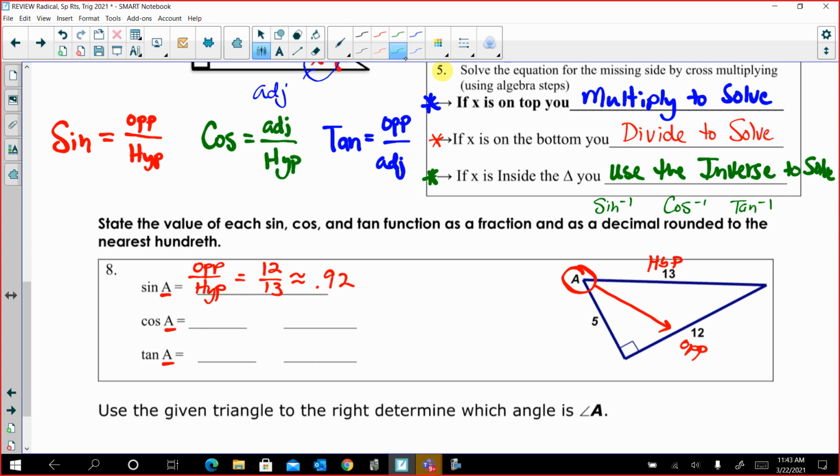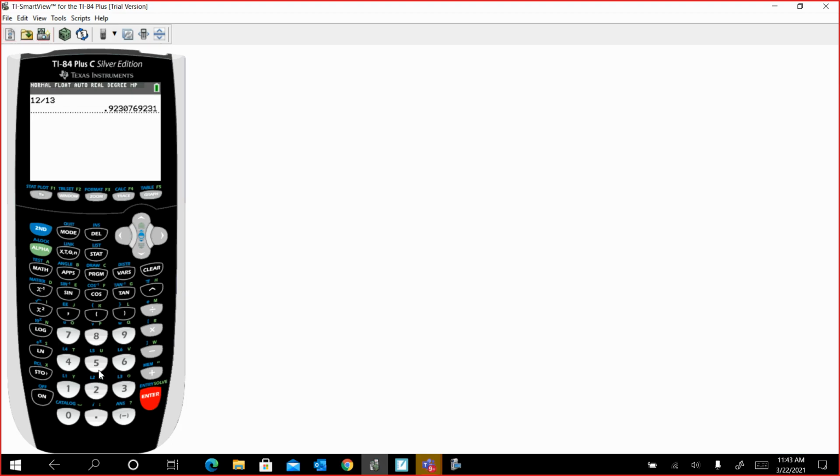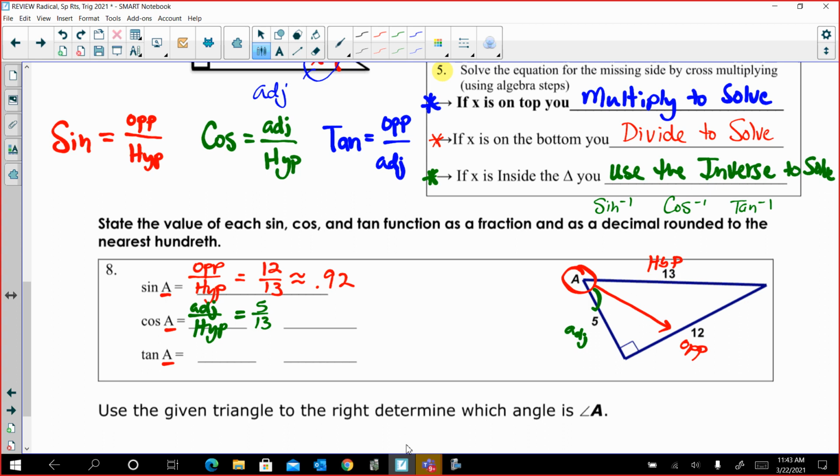Now to do the cosine, this is when we did the adjacent over the hypotenuse, okay? So adjacent to this angle is right next to it, so that would be the 5. Since it's adjacent over hypotenuse, this would become 5 over 13. And then we convert that to a decimal. So when we go on our calculator, we're just doing 5 divided by 13, and that's 0.38. That's approximately 0.38.